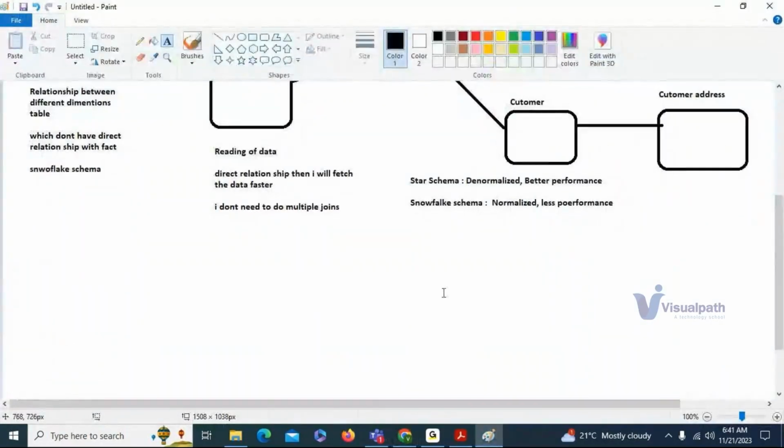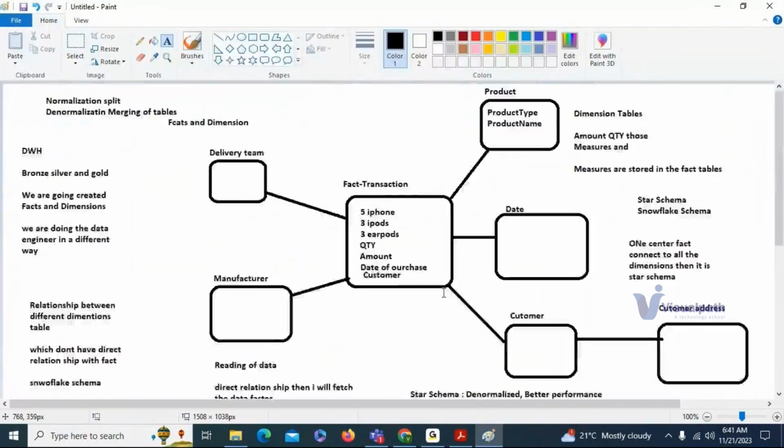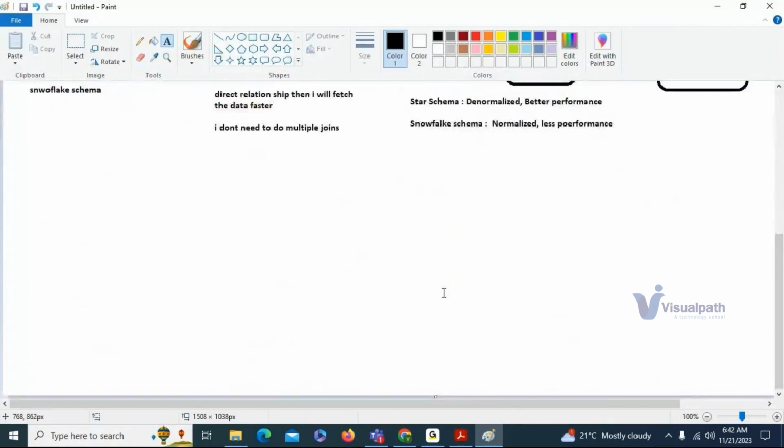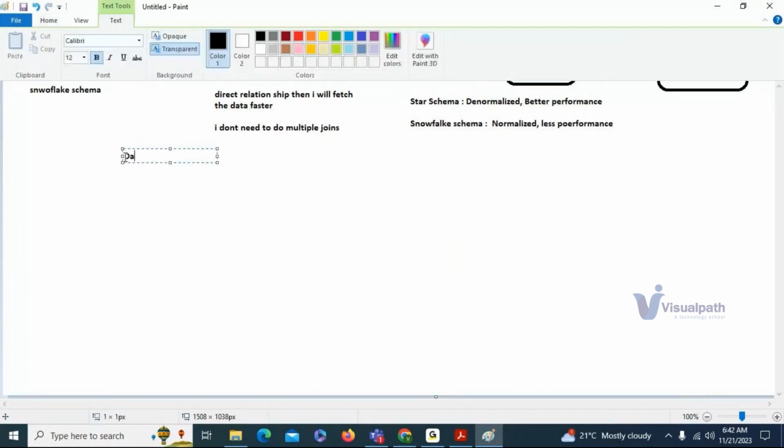Fine. Any questions? What is a dimension? What is a fact? What is star schema, snowflake schema? For data integrity, which is better? So for data integrity, we always need normalized tables.